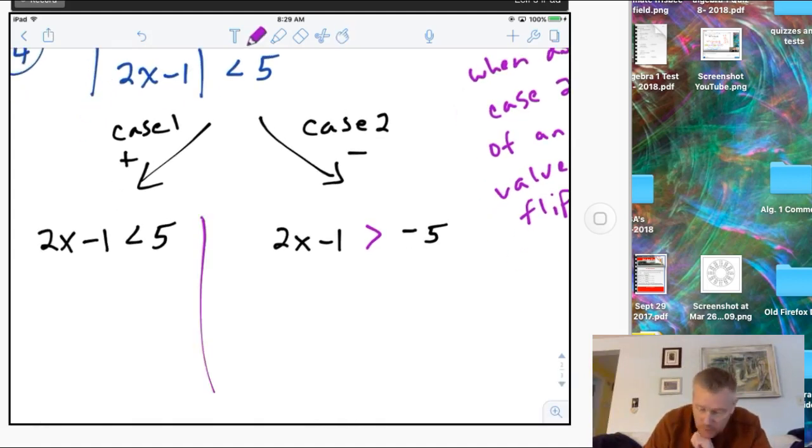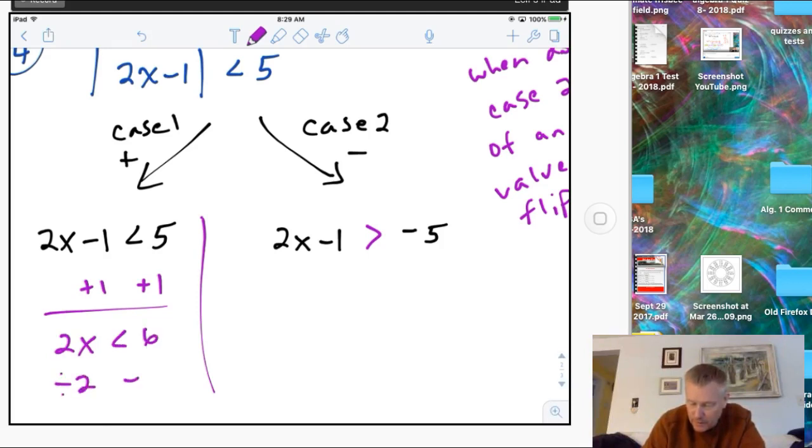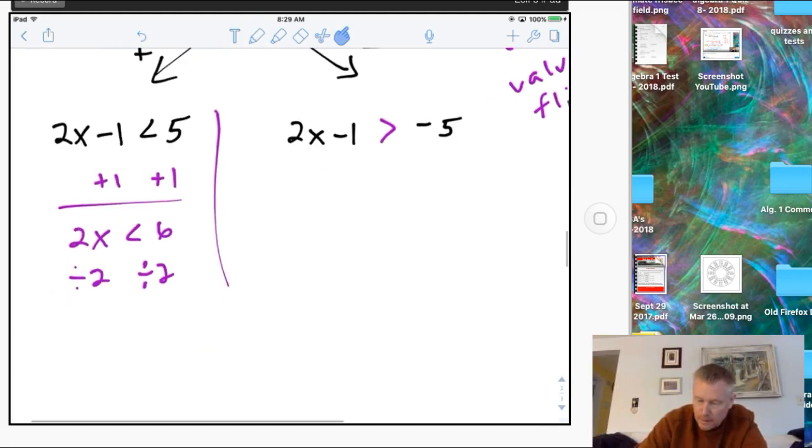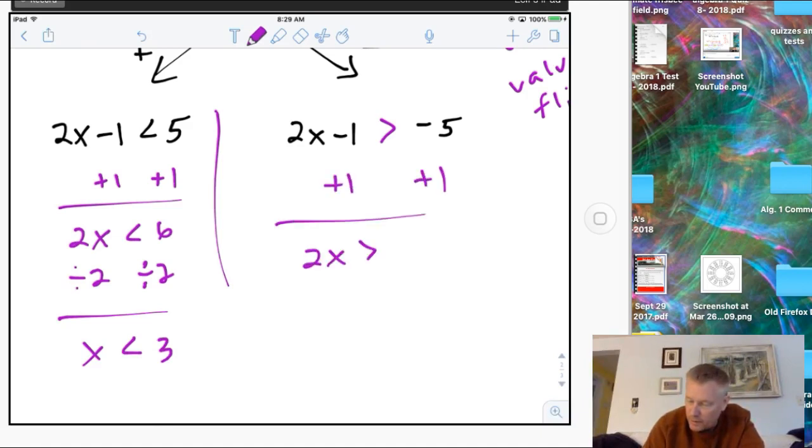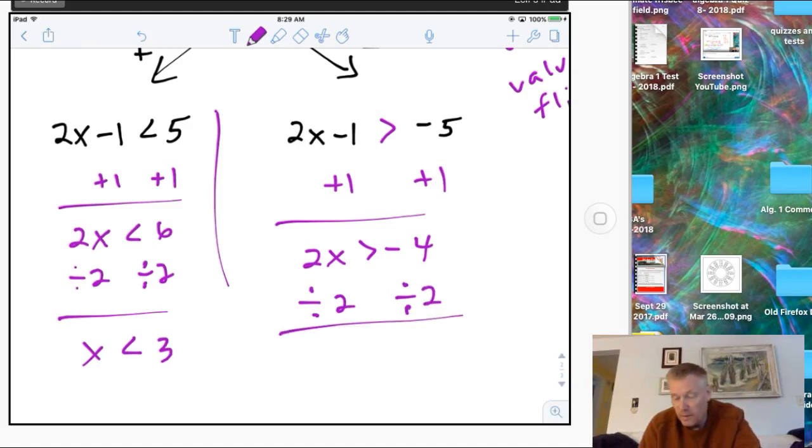So let me draw a line down the middle. I'm going to solve these two now, okay? And then I'll even graph the solution. All right, so if I add 1, I get 2x is less than 6, divide by 2. I get x is less than 3. On the right, if I add 1, I get 2x is greater than negative 5 plus 1 is negative 4, divide by 2. I'm dividing by 2, so I'm not going to flip that sign.